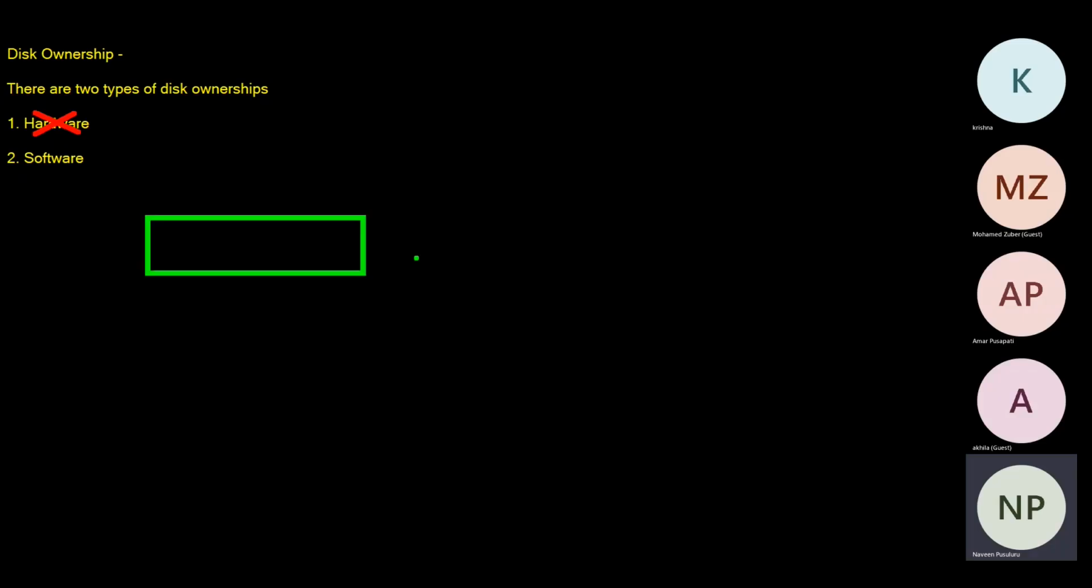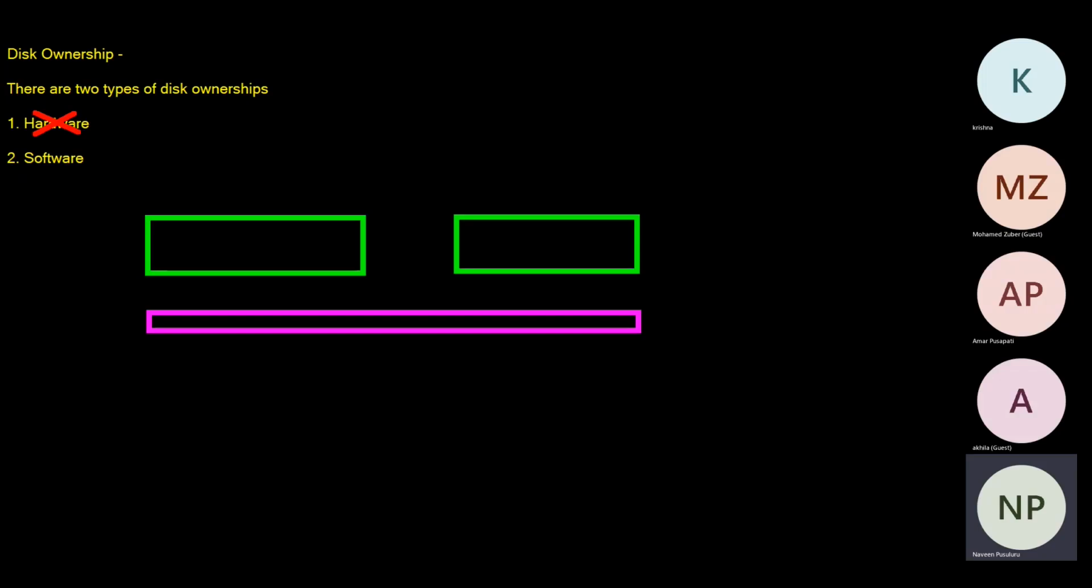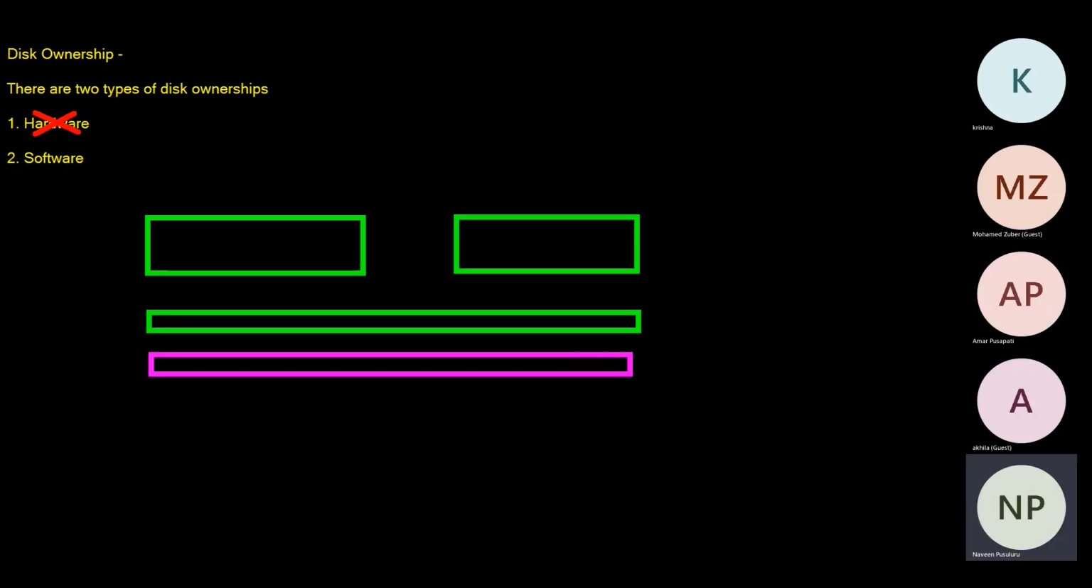I'll tell you now. Let's assume that I have two controllers. First, what is ownership actually? Why do we need ownership? We'll talk about that. So let's assume that I have two controllers, and I have two disk shelves.